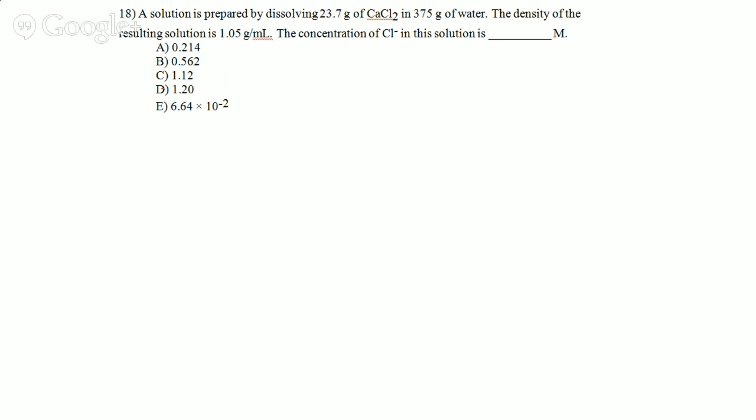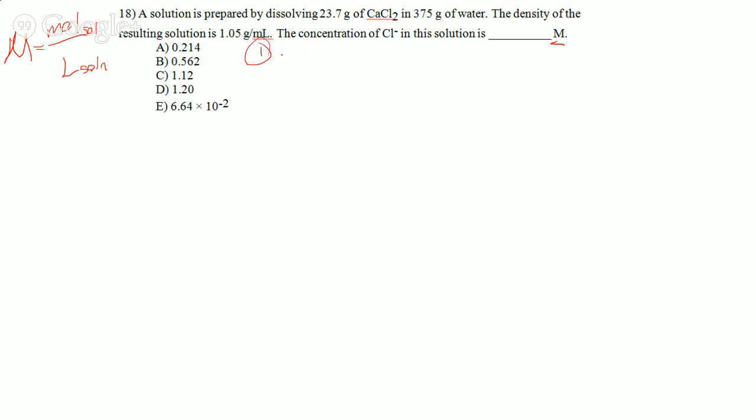All right, 18. The solution is prepared by dissolving 23.7 grams of calcium chloride in this much water. The density of the solution is this. The concentration of Cl minus in the solution is blank molar. So if they want molar, remember it's moles per liter, so moles of solute over liters of solution. That gives us the density. All right, well, let's figure this out.